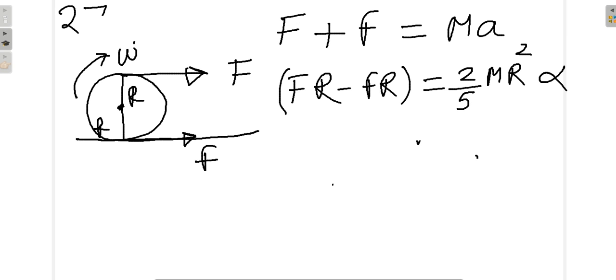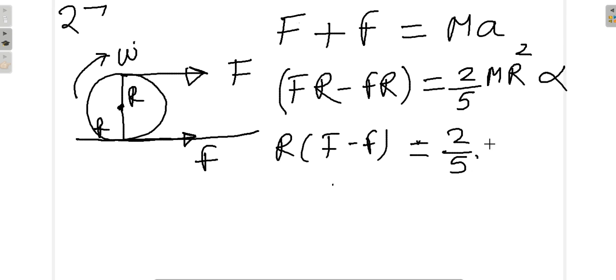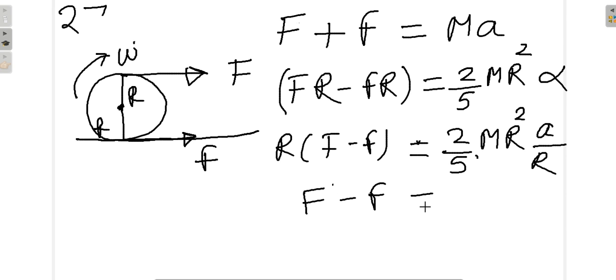So what do I get? Let me take R common here. Capital F minus small f is equal to 2 by 5 mR square into A upon R. You can see this R and this R will cancel, and you will get capital F minus small f as 2 by 5 ma.